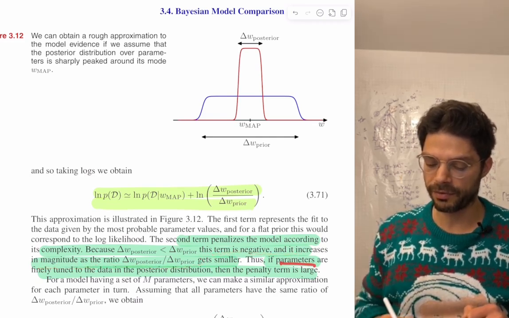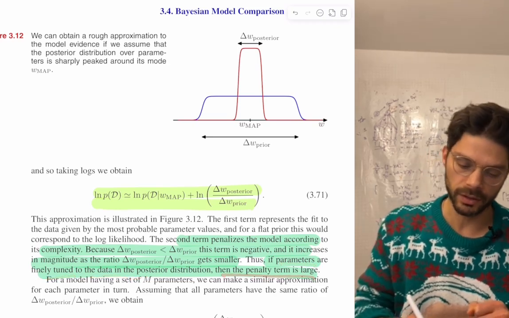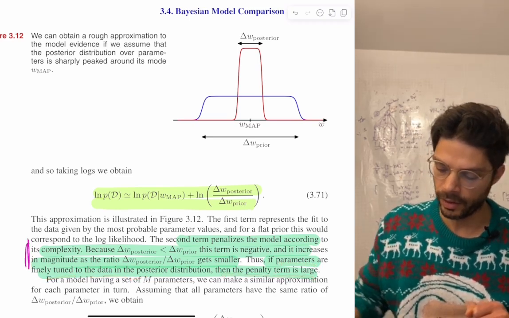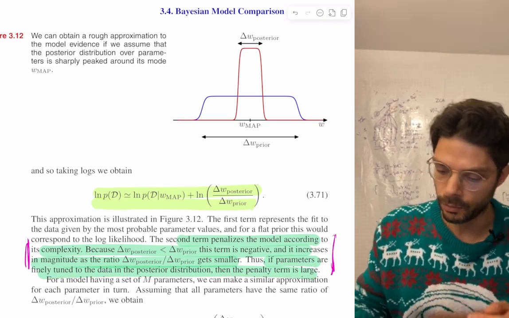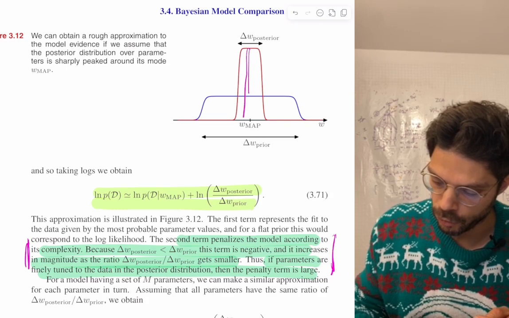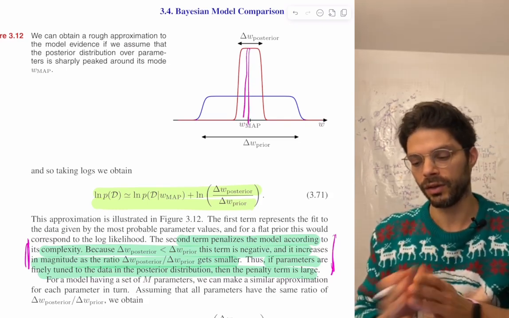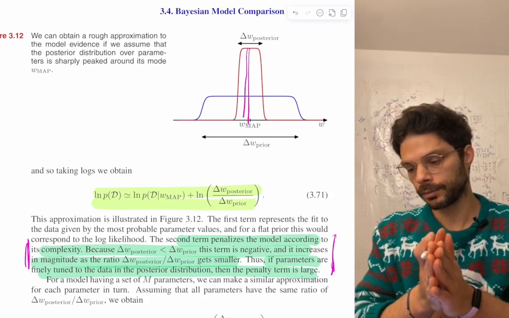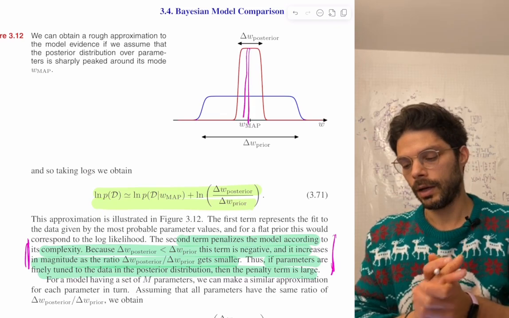Thus, if parameters are finely tuned to the data in the posterior distribution, then the penalty term is large. I think that's the key thing, right? The idea is that if you have a high order model, then the width of the posterior is going to be super sharply focused on your best possible model.